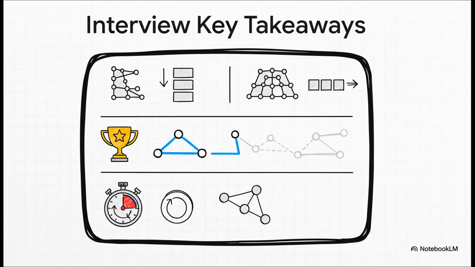So here's your cheat sheet for your next technical interview. Remember, DFS goes deep. BFS goes wide. DFS uses a stack, which is last in, first out. BFS uses a queue, which is first in, first out. If you see the words shortest path, your brain should just light up with BFS. Their time complexity is the same, so that's not the differentiator, and make sure you're comfortable talking about both the recursive and the iterative ways to implement DFS.